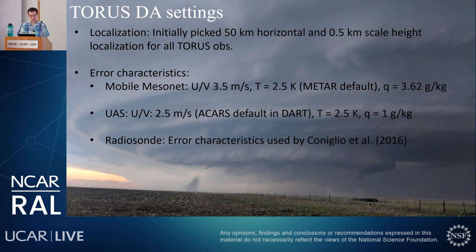For the mobile MESONET obs, I used a 3.5 meters per second error for U and V, 2.5 Kelvin for temperature, and a Q variance of 3.62 grams per kilogram, so basically the METAR defaults in DART. The UAS error specs are based on the ACARS defaults in DART. And then the radiosonde error specs are based on what Mike Coniglio's work has used previously for assimilating mobile radiosondes, which is pretty close to the radiosonde defaults in DART.